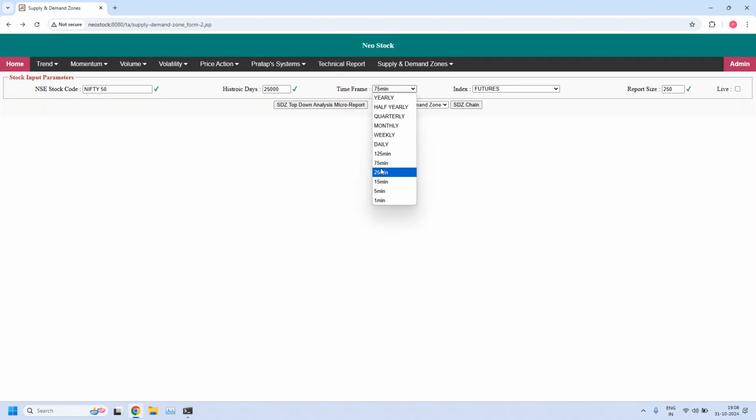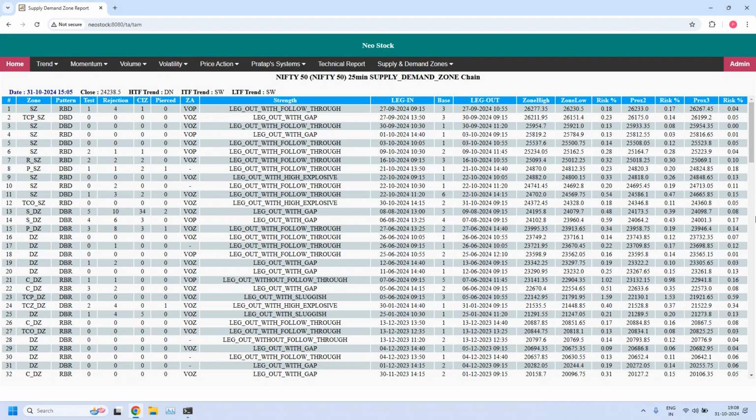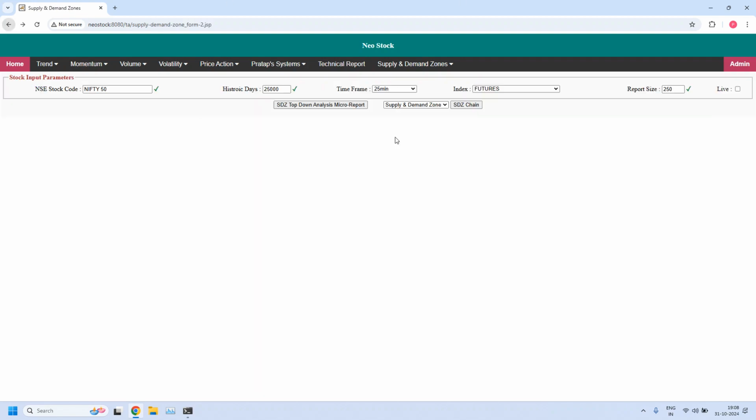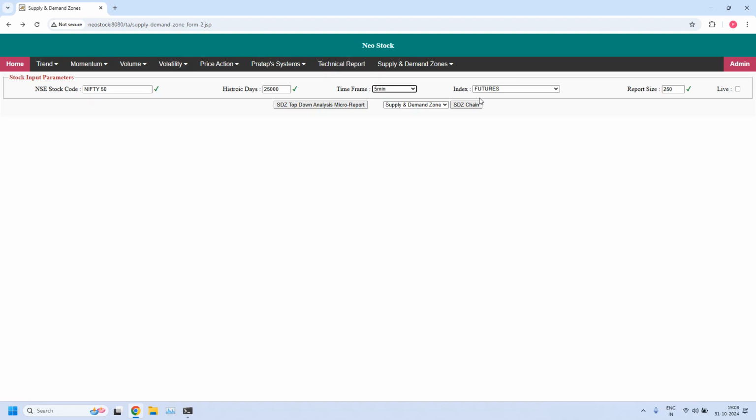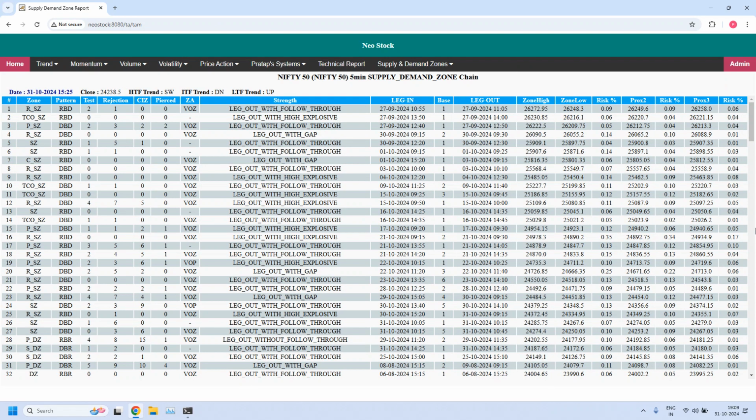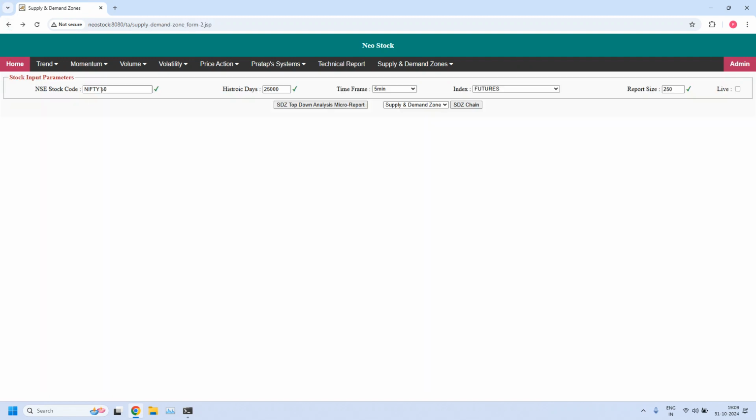Next time frame is 25 minutes, generating 25 minute supply demand zone chain for Nifty. Next time frame is 15 minutes, generating 15 minute supply demand zone chain for Nifty. Next time frame is 5 minutes, generating 5 minute supply demand zone chain for Nifty. So this is about the Nifty supply demand zone chain. Next, let me generate the Bank Nifty supply demand zone chain.